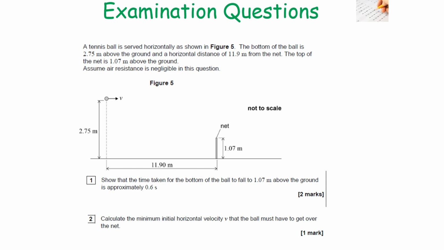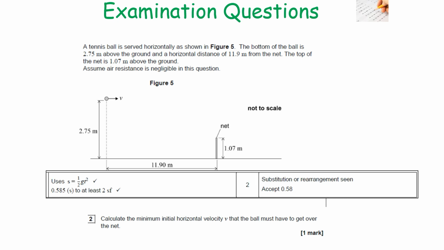So you've got s, and you know what your value of u is going to be. It's going to be 0 because it's starting off stationary, so we know u is 0, so we can say that s is equal to a half at squared. So therefore we can work it through, and then you can get your answer to be 0.585 seconds.